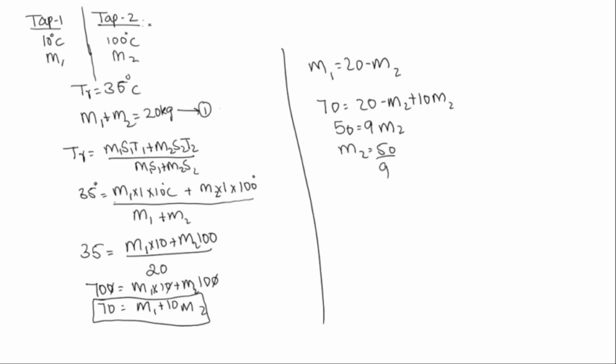As this is the hot water and this is cold water, we found the mass of hot water that must be taken so that we get 20 kg of water at 35 degrees. So the option is 2.